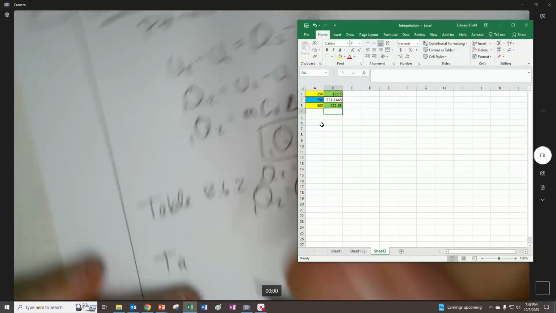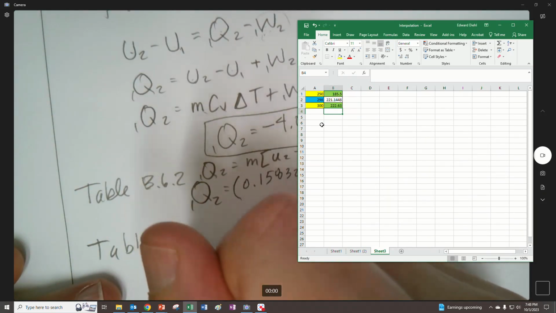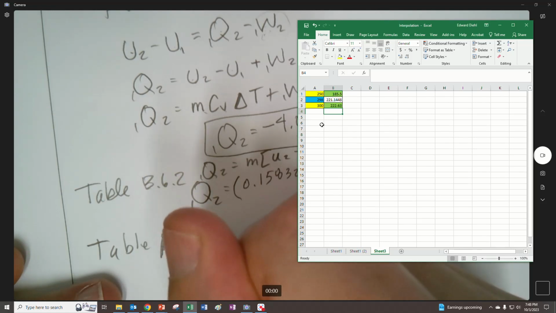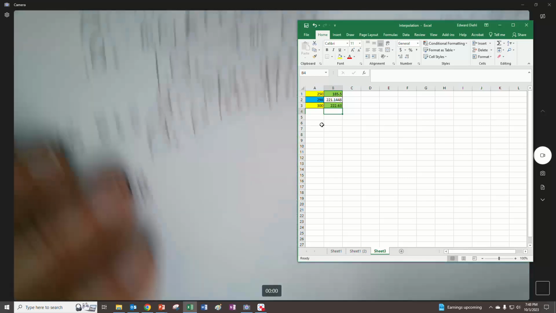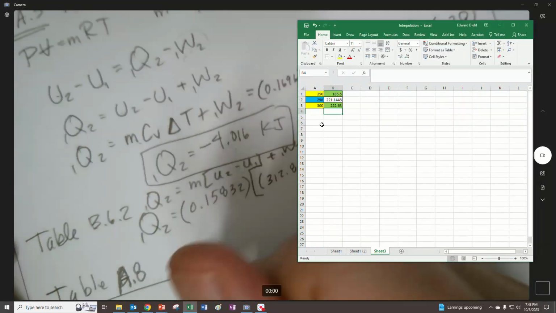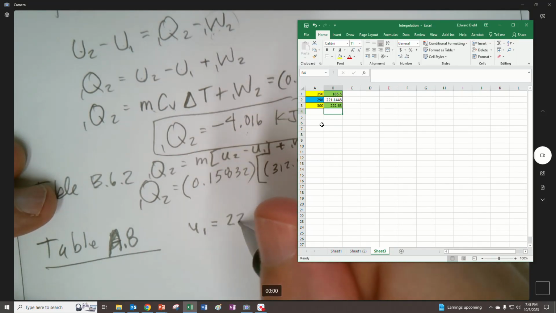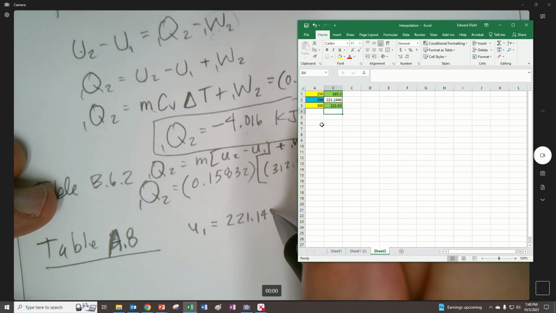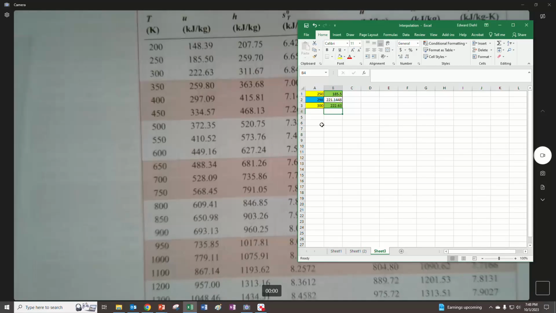So this is going to be, whoops, you're still in what? Table B, no, A, excuse me, A.8. I guess it was just continued, right? They didn't really say what it was. So it's this guy right here. And what did I say? I said that U1 is going to be 221.145 kilojoules per kilogram.